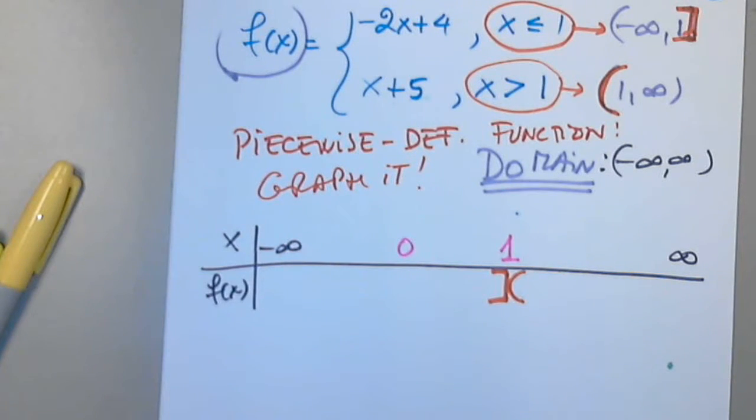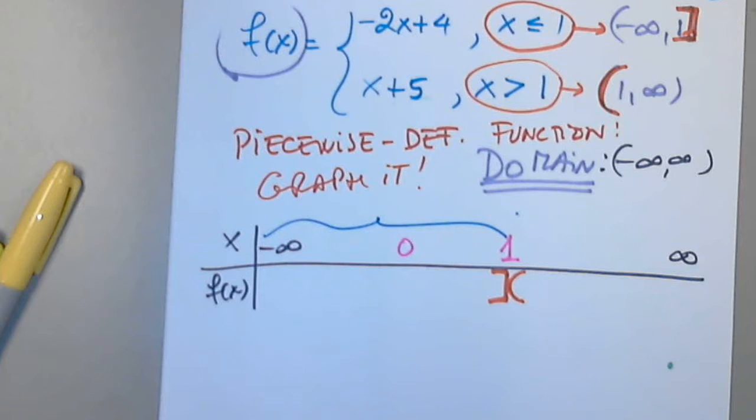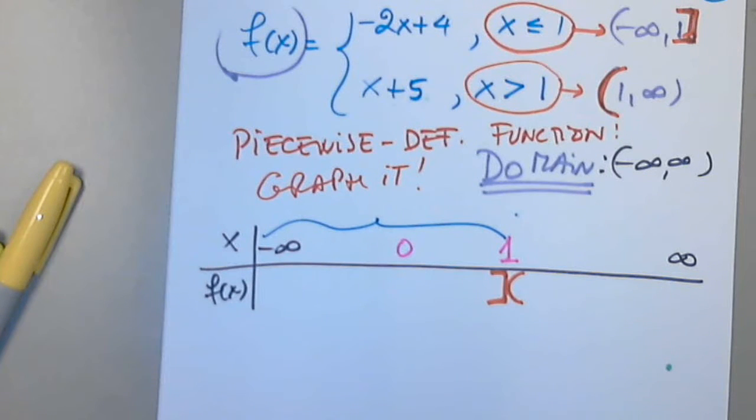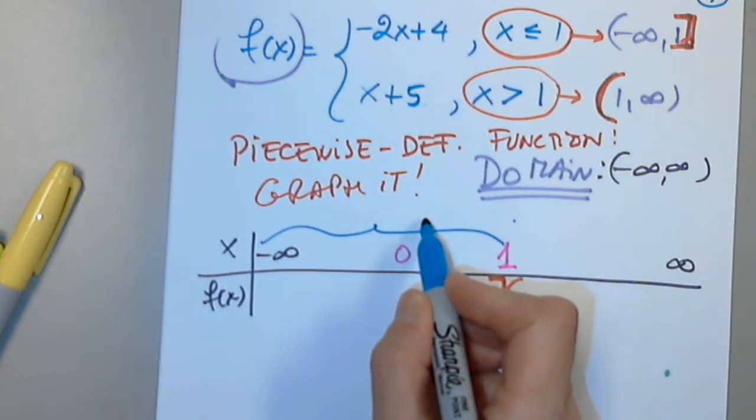Now I'm going to ask you something that is an overkill, and I hope you will bear with me. Which of the 2 pieces is defined between negative infinity and 1? Left. Which one? I want to write it here.